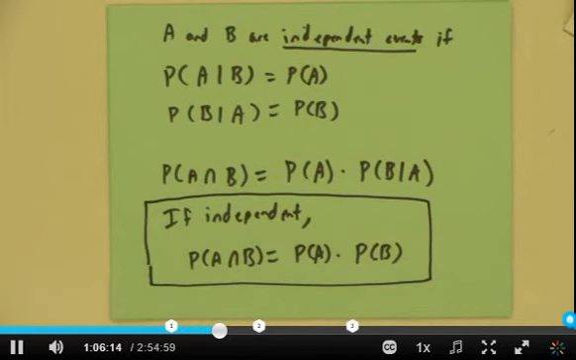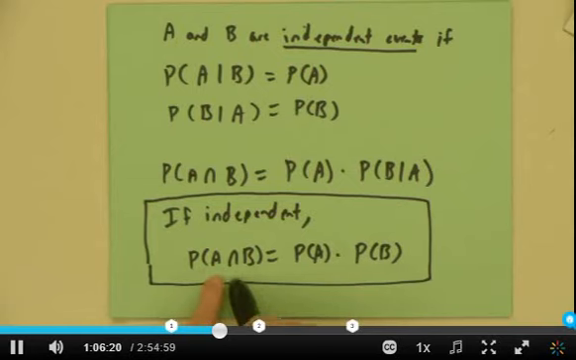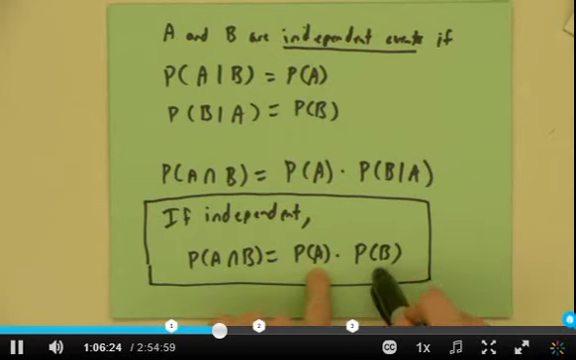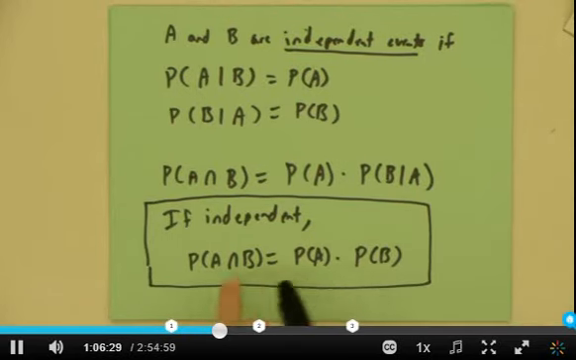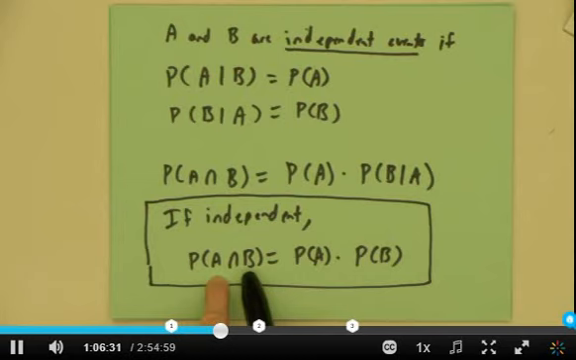This gives us a way to test whether two events are independent, even if we don't know. We can find the probability that both happen. We can find the unconditional probability that each one happens. And we can check, is the product of these two probabilities equal to this probability? If so, they are independent. If not, they are not independent.